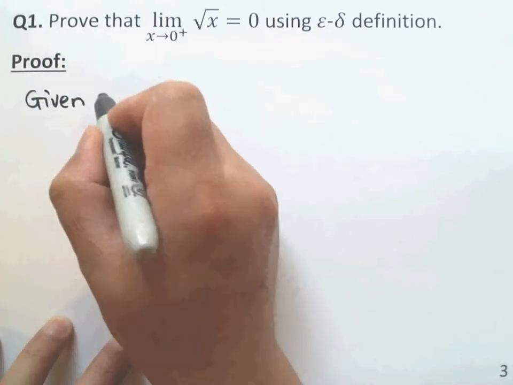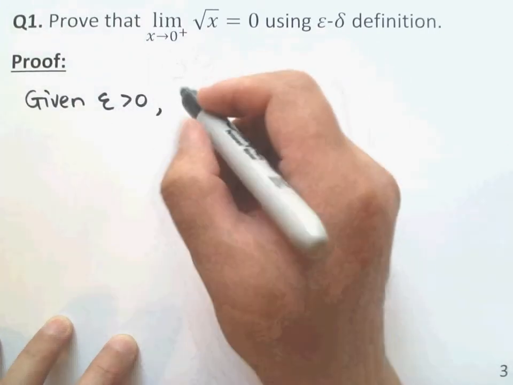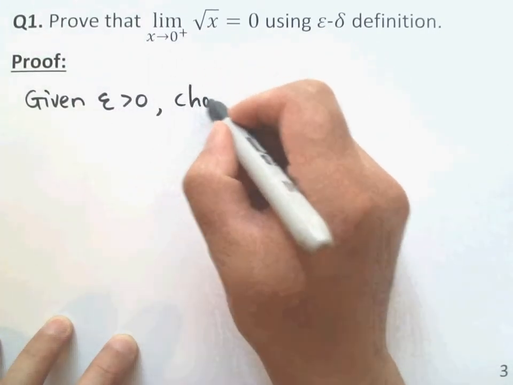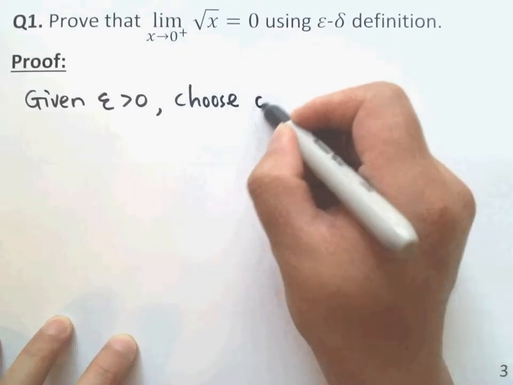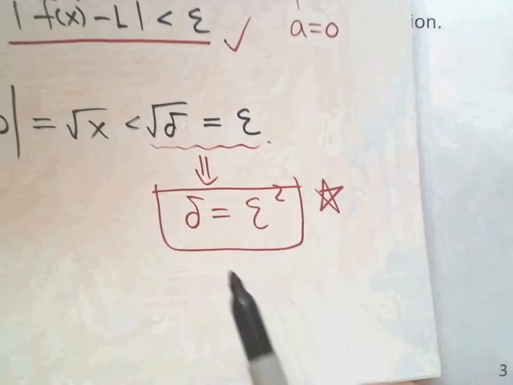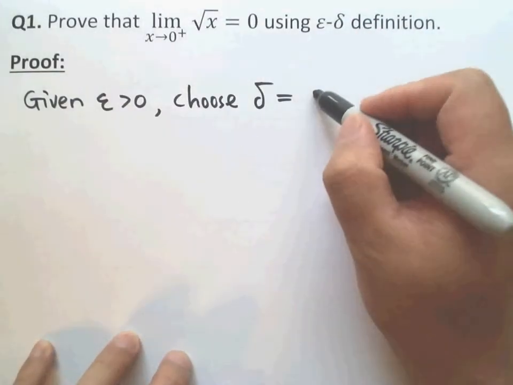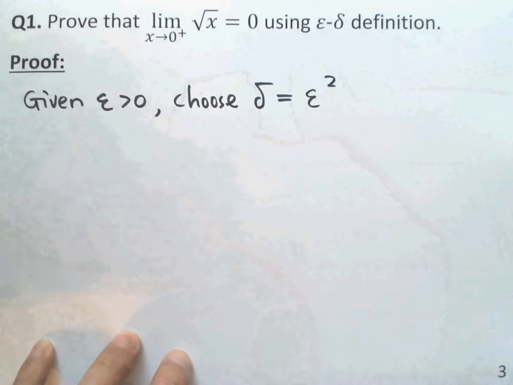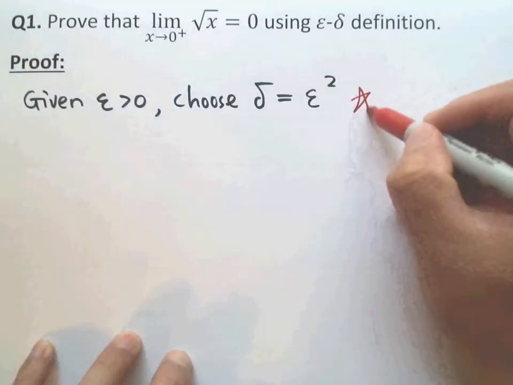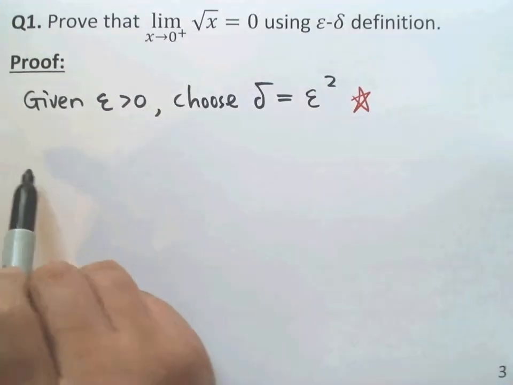Given any epsilon greater than 0, we find the delta. We already found it. So I say we choose delta equals, let me go back, delta equals epsilon square, the square of epsilon. You know this is the most important step. Good. After we find this, now we just make the statement true.